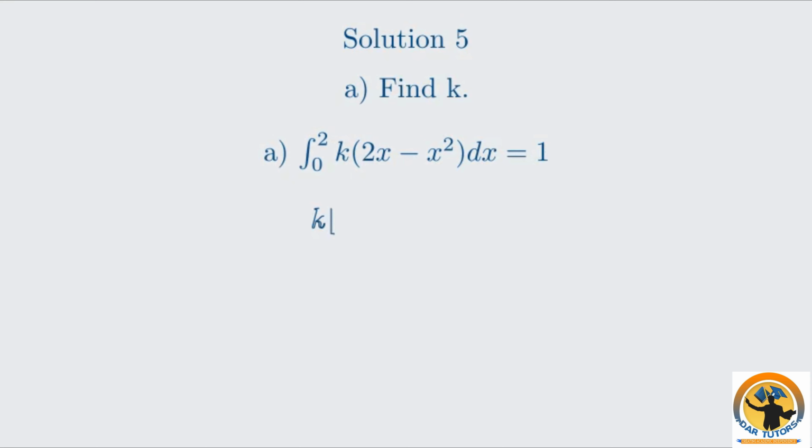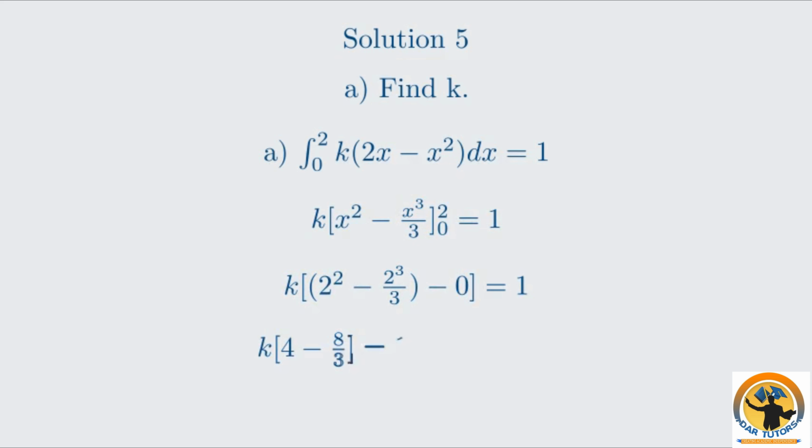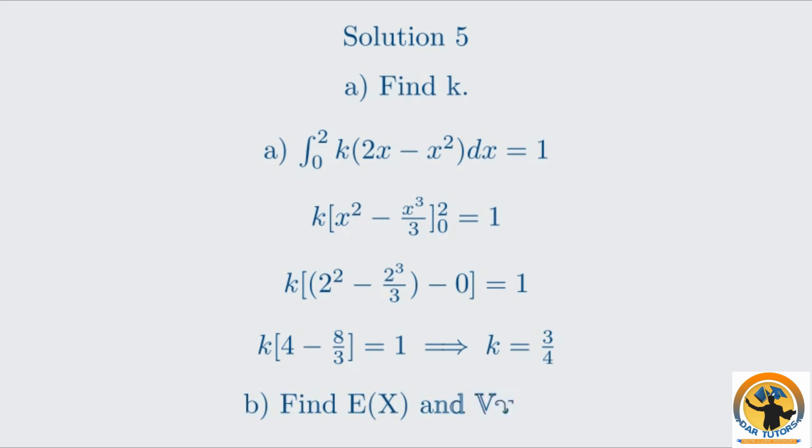We integrate k times (2x minus x squared). The antiderivative is k times (x squared minus x cubed over 3). Evaluating this from 0 to 2, we get k times (4 minus 8/3), which is 4/3. Setting k times 4/3 equal to 1, we find k equals 3/4. Part B, find E(X) and Var(X).